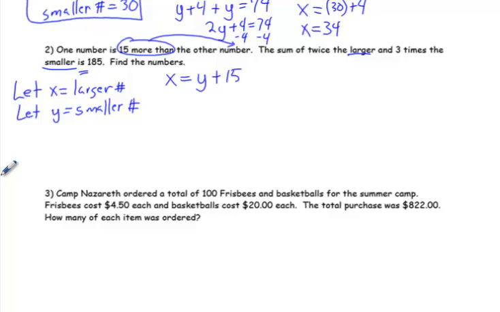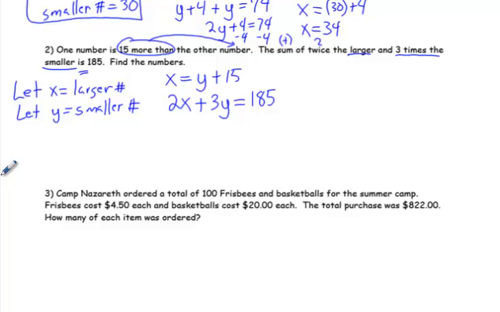Let's go back. The sum, that's going to be plus. Twice, that's going to be times 2. Twice the larger, what represents the larger? X. So twice the larger, 2x. Now the sum plus 3 times the smaller. So 3 times the smaller is 3y, is 185. So let's go back and read that again. The sum of twice the larger, 2x, and 3 times the smaller, 3y, so we're adding those together, is 185.